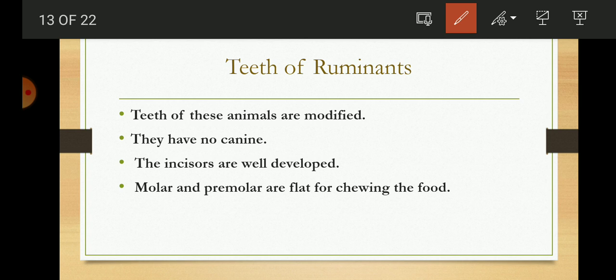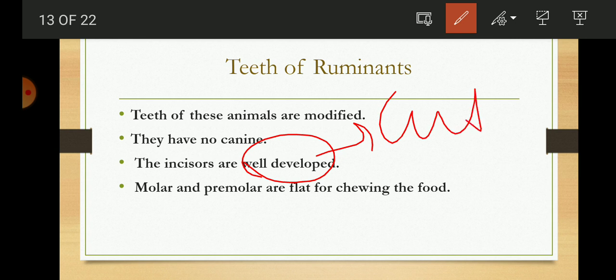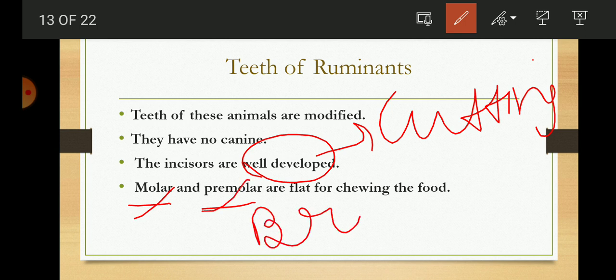But they have incisors, and the incisors are well developed because these incisors help in the cutting of the food. At the last they have molars and premolars. Students, the molar and premolar teeth are very broad, and because they help in the chewing of the food, they have a flat base also. That is why they chew their food easily.